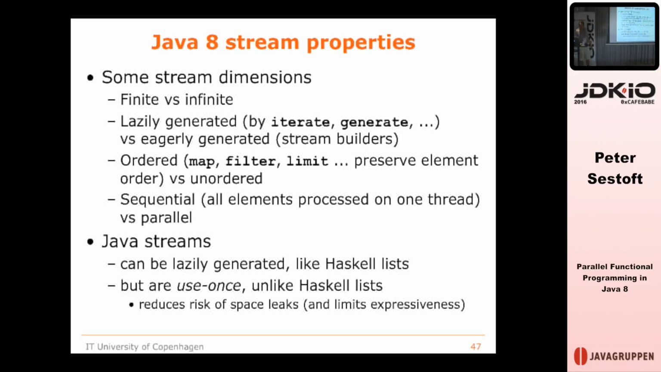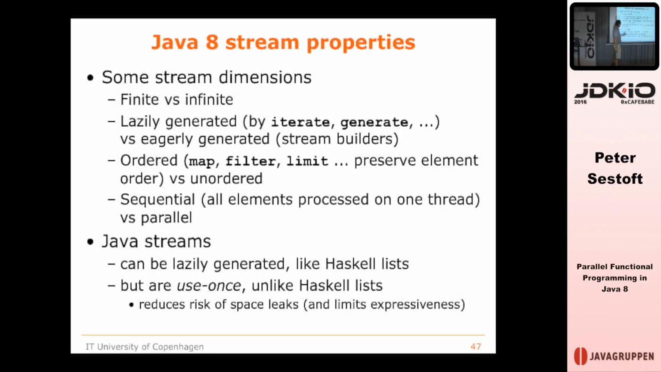Okay. So there are many different dimensions to streams. A stream may be finite or it may be infinite. It may be lazily generated by iterate or generate, or eagerly generated. Of course, all infinite streams must be lazily generated. They can't be eagerly generated.